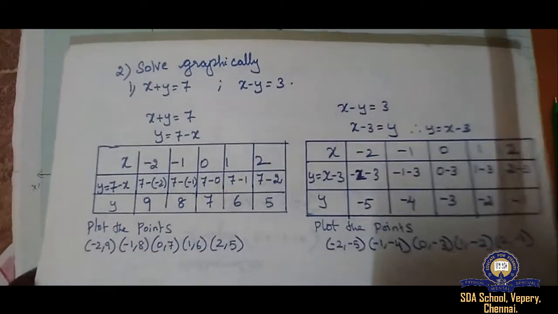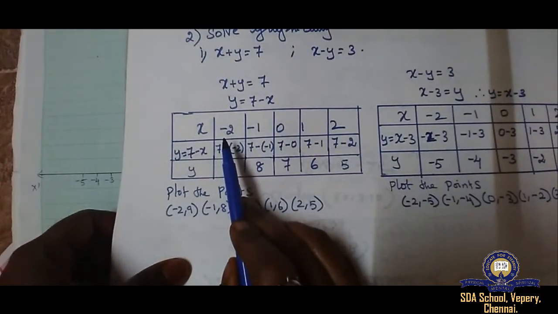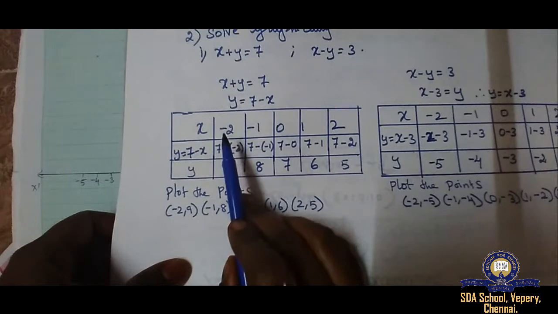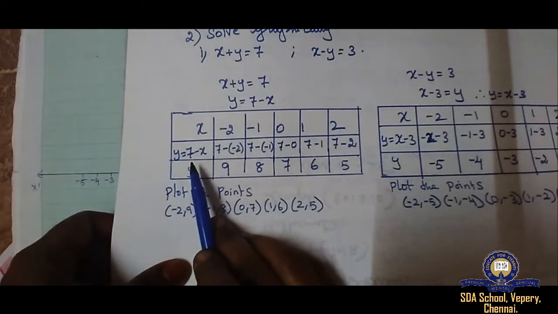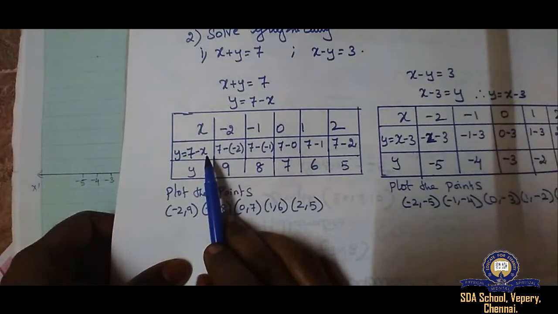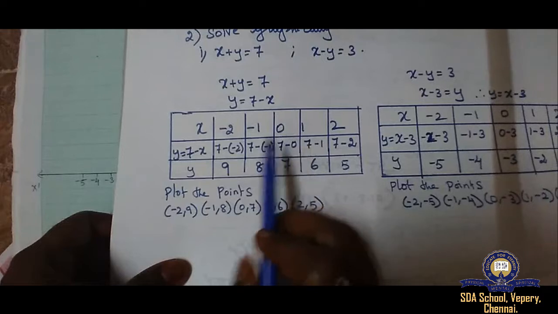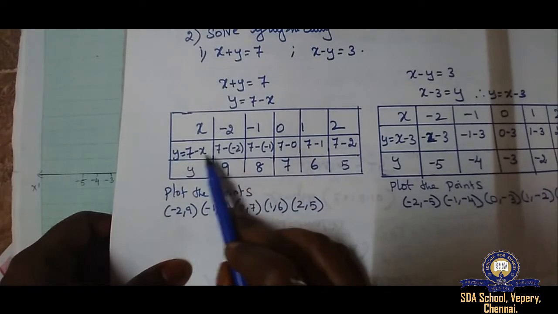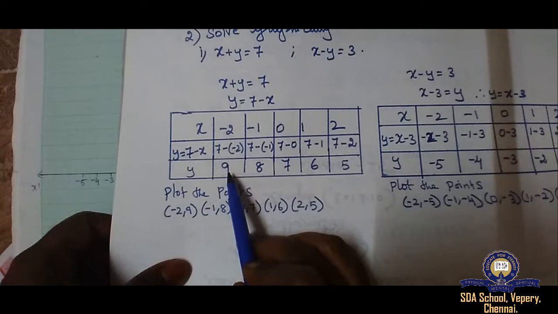First we will see this tabular column. 7 minus x. So as usual I have told 5 numbers we used to take. Minus 2, minus 1, 0, 1 and 2. Then y is equal to 7 minus x. So instead of x I am going to substitute each value. 7, already minus is there, minus. Instead of x, minus 2, so bracket minus 2. 7 minus into minus plus 2. 7 plus 2 becomes 9.